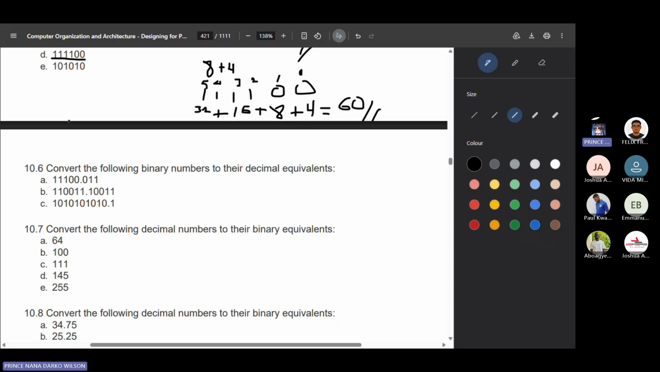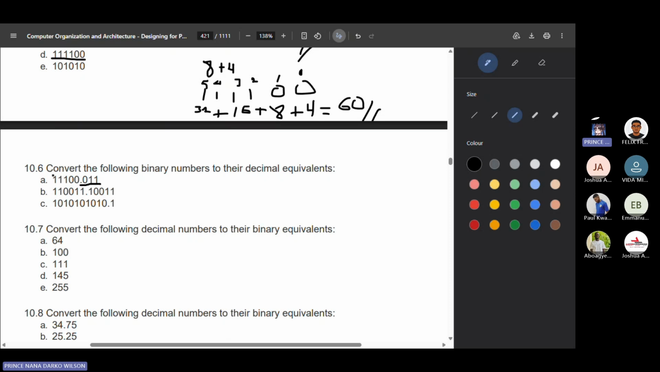Let's look at this side here. And then with this one, you see the numbers have fractional parts. So let's look at those ones. It's just like what we did earlier. This one says we are doing 11100.011. We're converting it into its decimal equivalent. So it's the same thing we saw earlier. Let's just go ahead and do it.